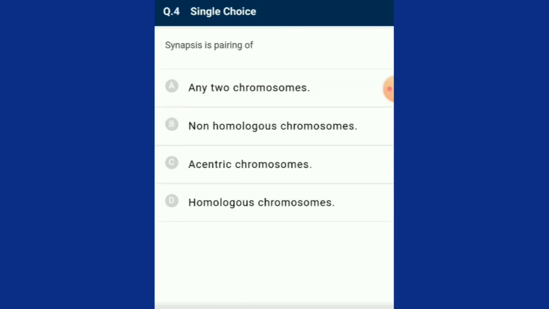Question number 4. Synapsis is pairing of homologous chromosomes. Synapsis occurs in the zygotene stage of prophase 1 of meiosis 1. The homologous chromosomes come close to each other and form a pair.